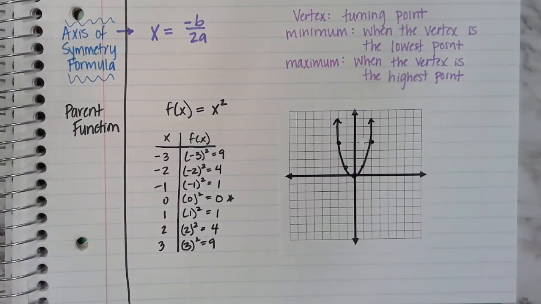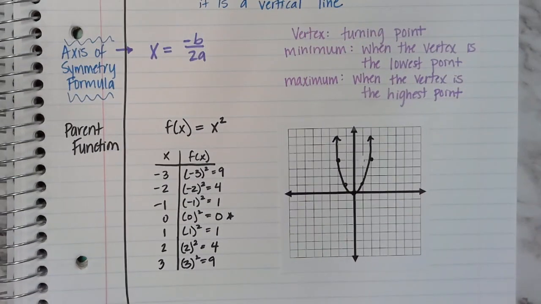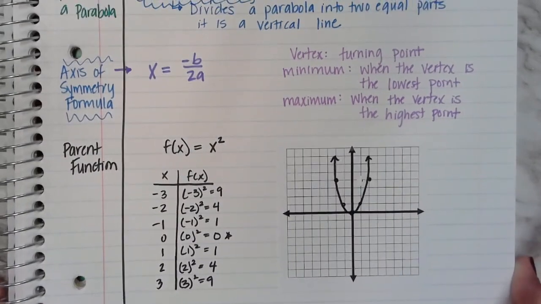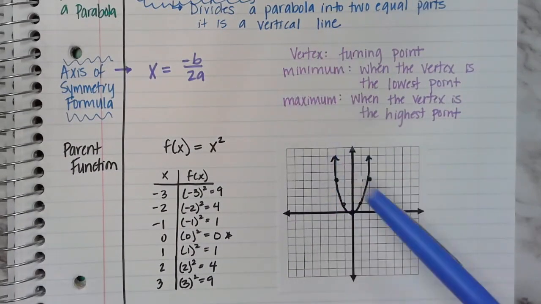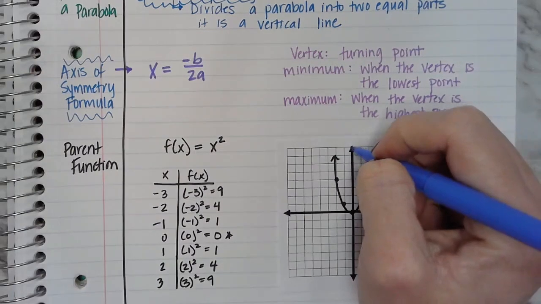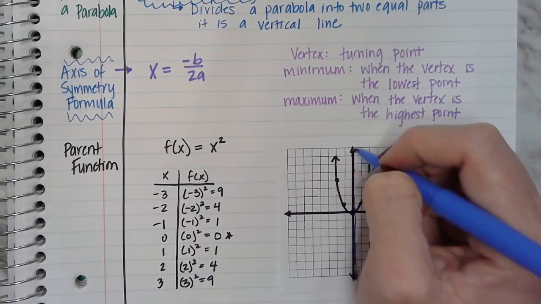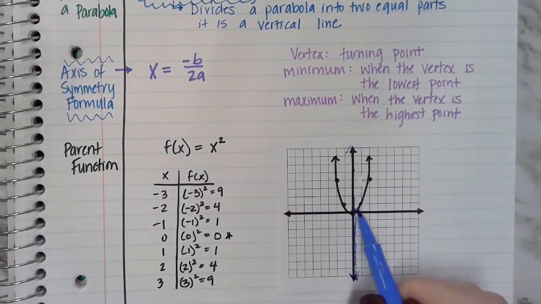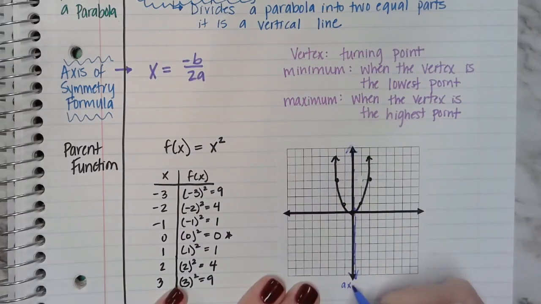Now, let's label the different points of this function. So our axis of symmetry, again, divides the parabola into two equal parts, and it's a vertical line. So if we take a look, our parabola is already drawn, and this line right here, our y-axis, actually would divide that into two equal parts. That would split our parabola into two equal parts. So this is our axis of symmetry.